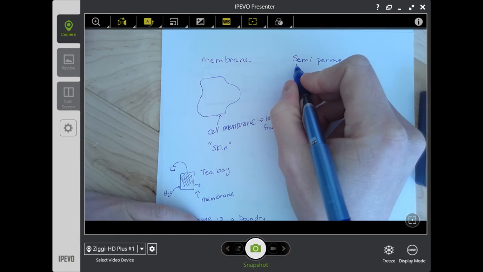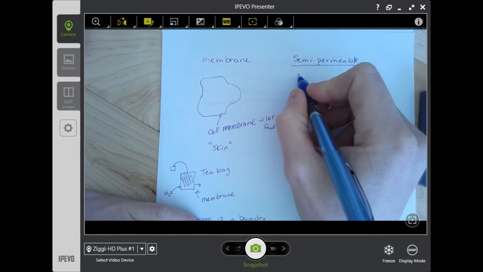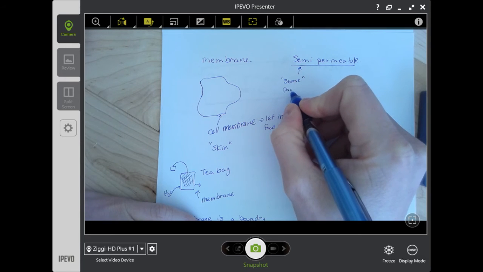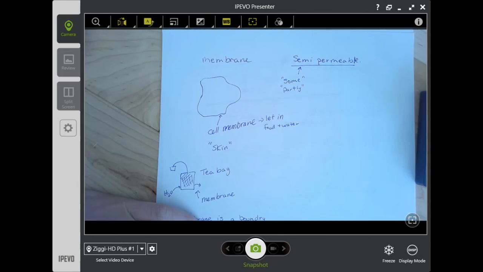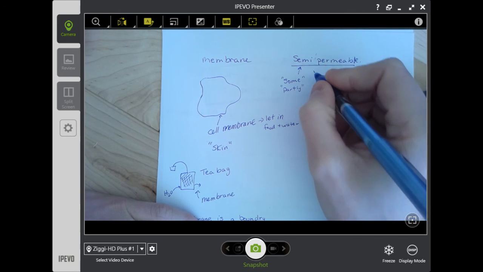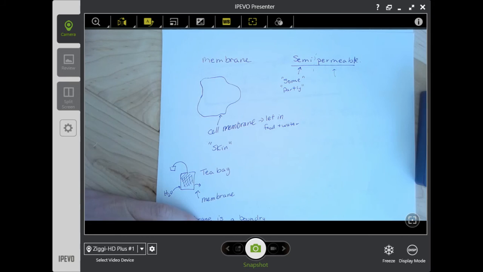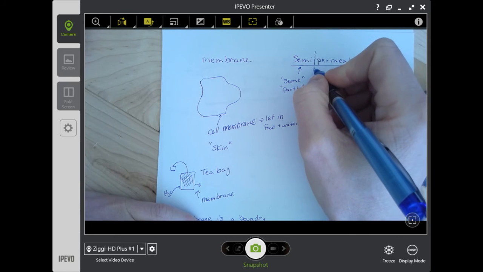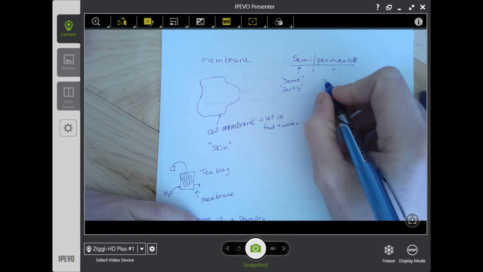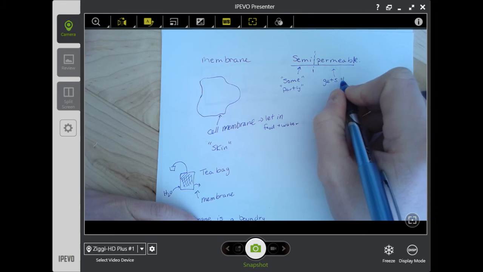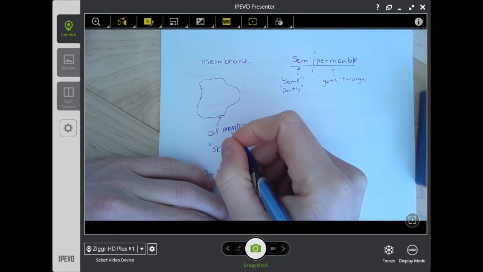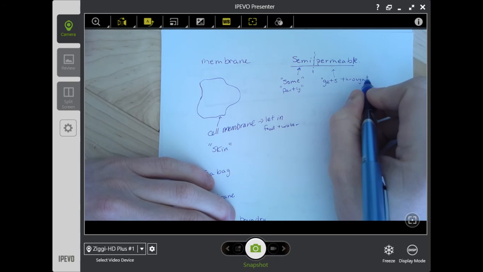Okay, so semi-permeable, new word, semi-permeable means some or partly maybe. And then permeable, let's divide the two words here. Permeable, it's one word, but I just wanted to show you guys the two roots. So semi meaning some, partly, or partly, and permeable meaning gets through. So if you permeate something, that means you can go through it. So some gets through, or part of it gets through.